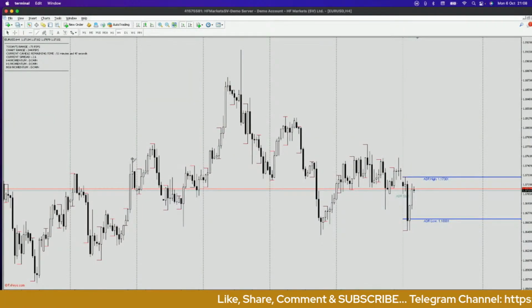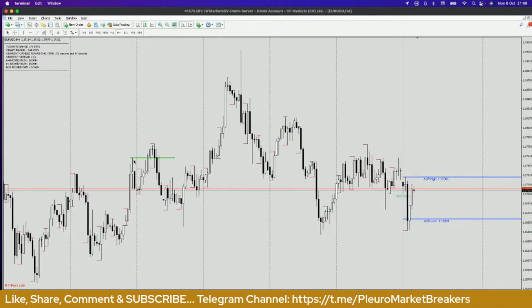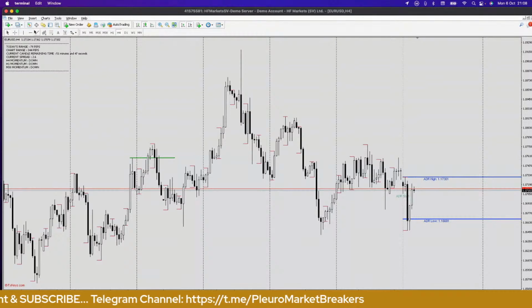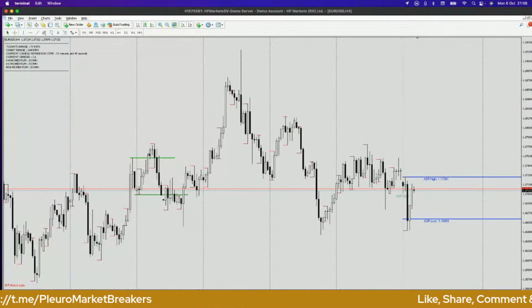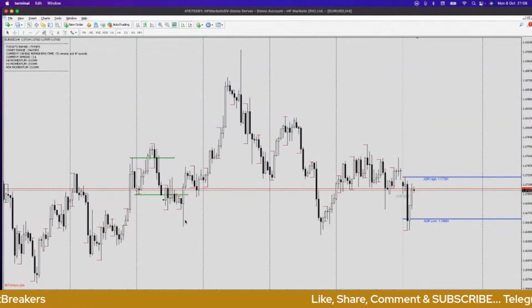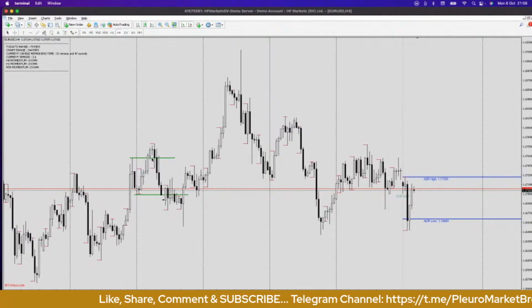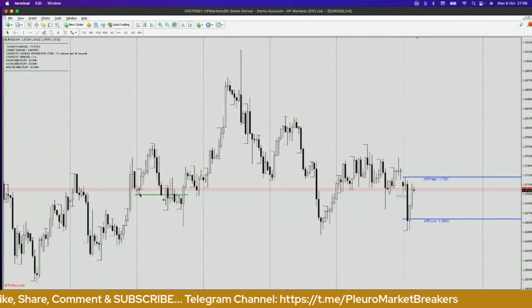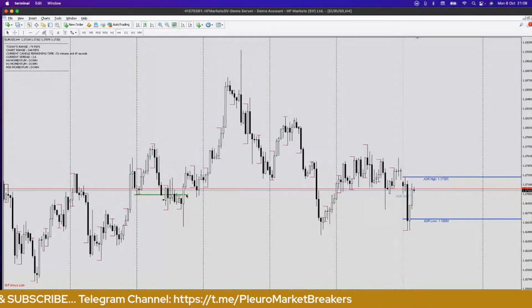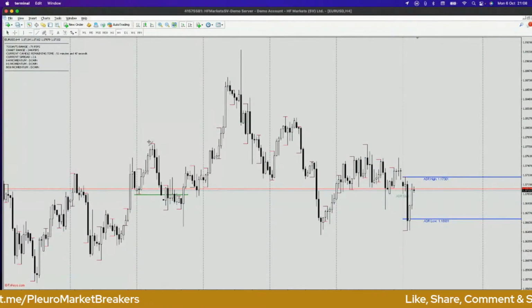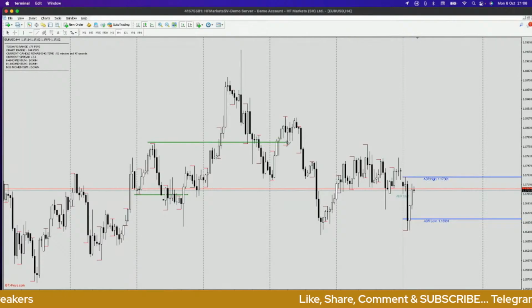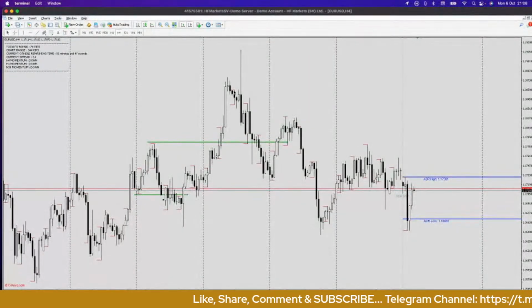You want to wait for a high to be formed, that high to be taken out, a market structure break, so a low to be taken out, right? So I'm doing this the wrong way, sorry. So a low or high to be taken out, right? So there we go. The low's taken out. And then you have a market structure break to the upside. Once that happens, price runs.